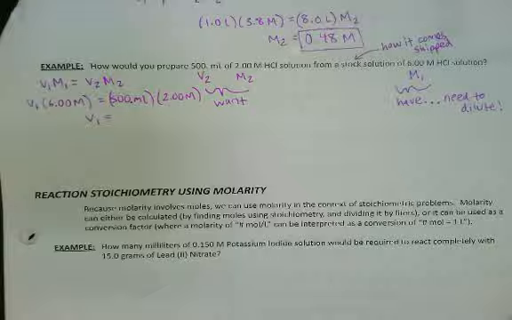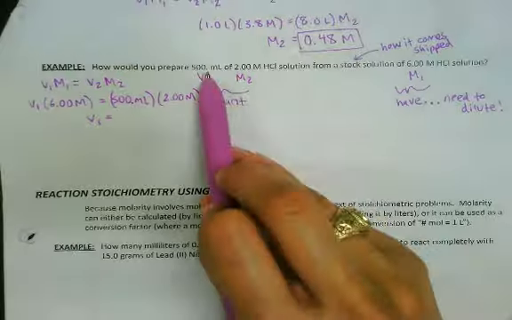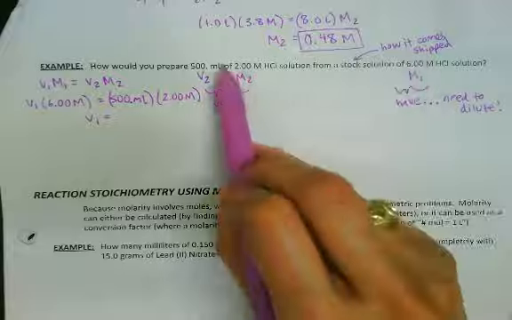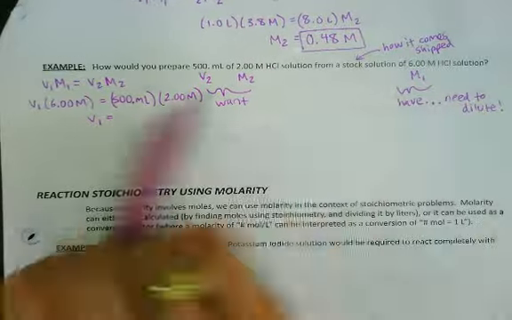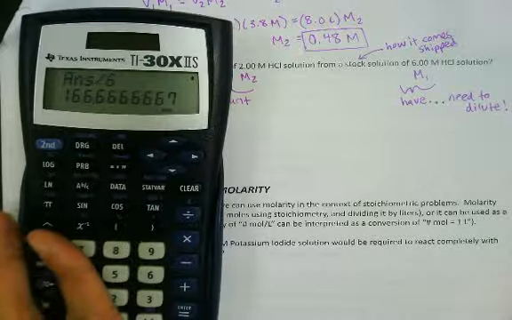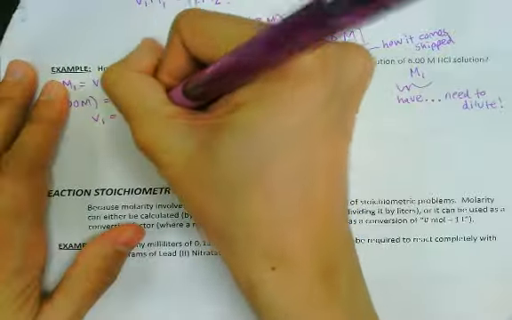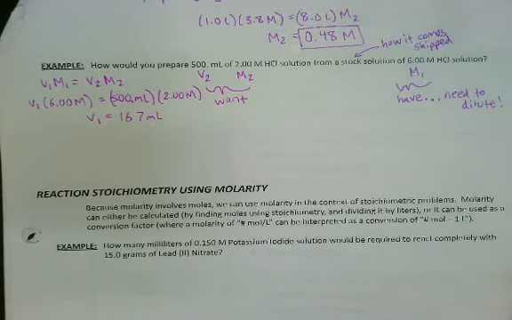Can y'all show me with your fingers how many sig figs our answer should have? It should have 3. So there's a little decimal right there. 3 and 3. So these all have 3 sig figs. So what could I round my V1 to, y'all? What could I round this to? 167. So 167 milliliters. Okay. Any questions so far?